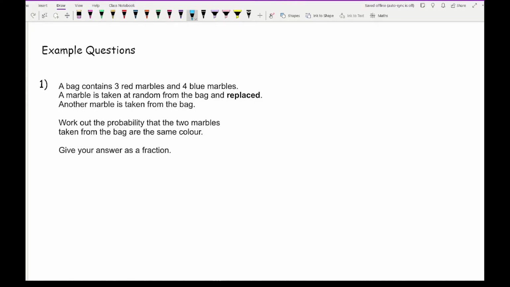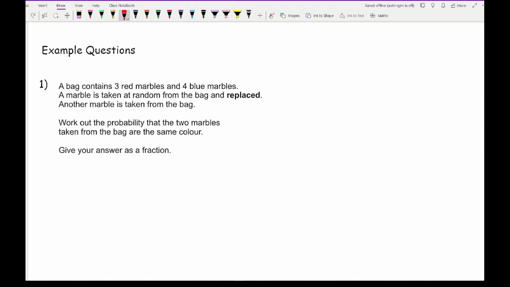So this first question says that a bag contains 3 red marbles and 4 blue marbles. A marble is taken at random from the bag and then replaced. Another marble is then taken from the bag. Work out the probability that the 2 marbles taken from the bag are the same colour. Now, with these types of questions, there's no indication of you having to draw a diagram, although some of you may find it easier to do just that. When you're thinking about combining events, I would always opt for a tree diagram.